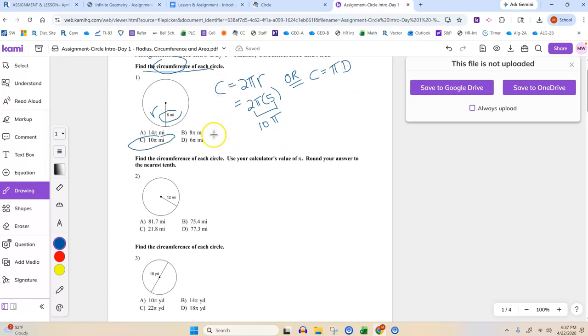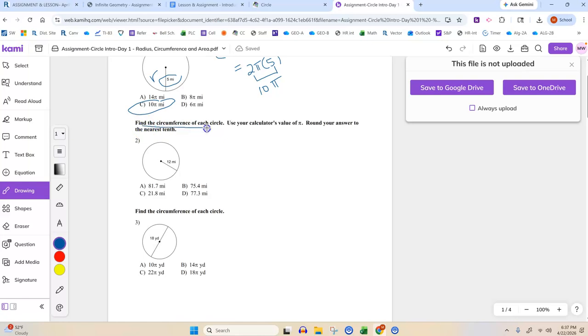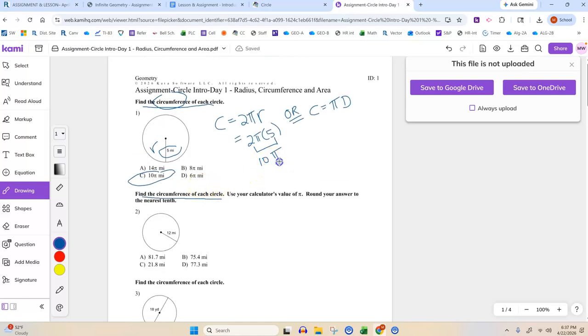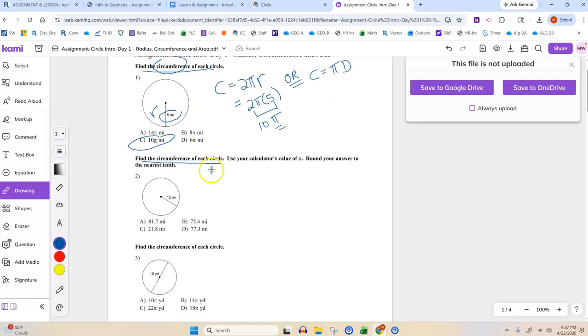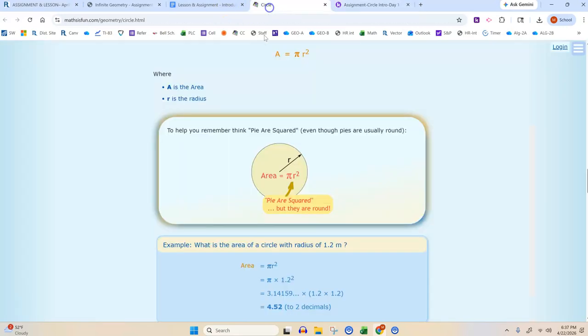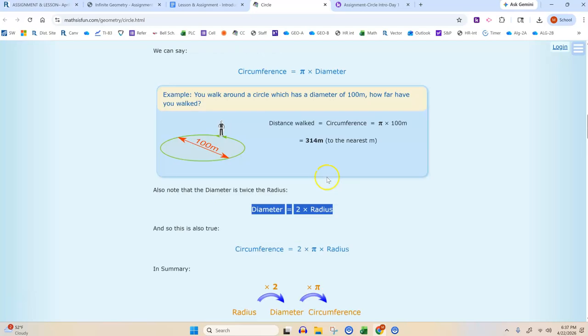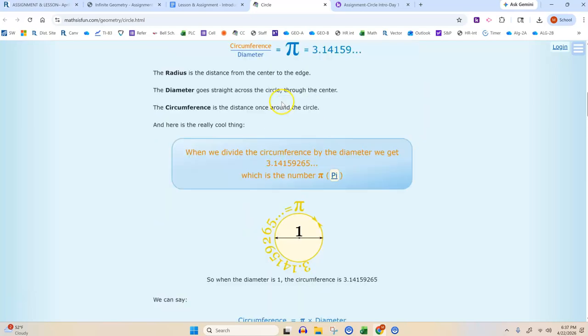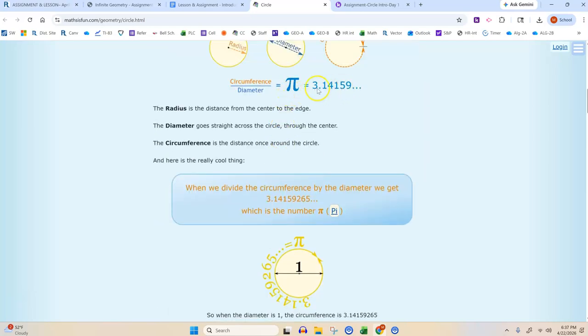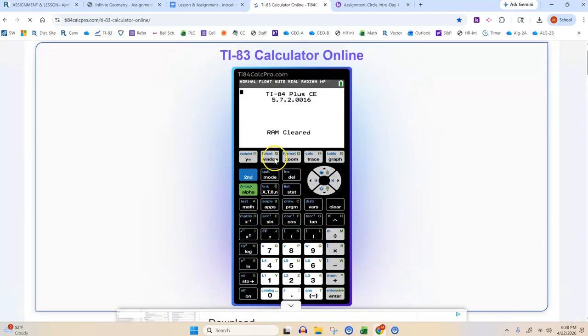Okay, so the next question here is find the circumference of each circle. Now, the first one we had pi, right? So if you look at the answers, these all have pi, right? So the answers are going to have pi. Remember, pi is approximately equal to 3.14. Let's see if they put it right here. Okay, so pi is approximately 3.14. And you can find it on your calculator, most calculators will have it.